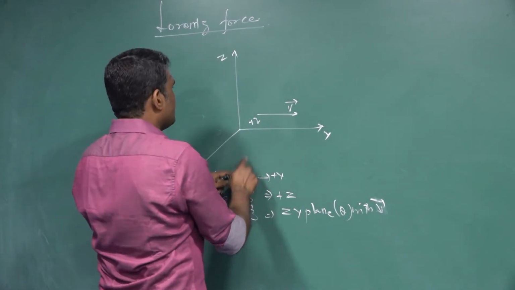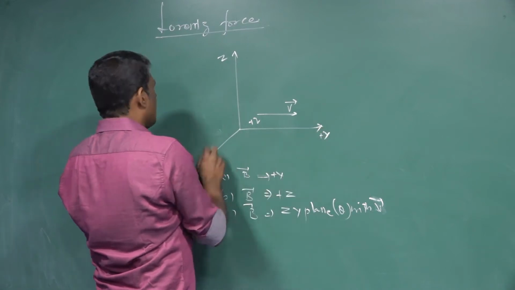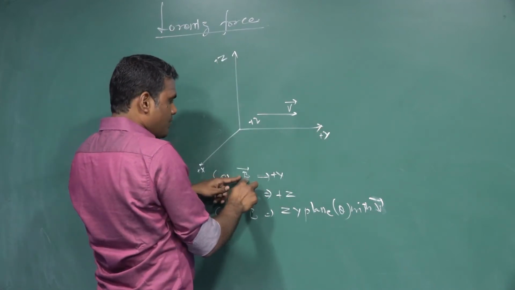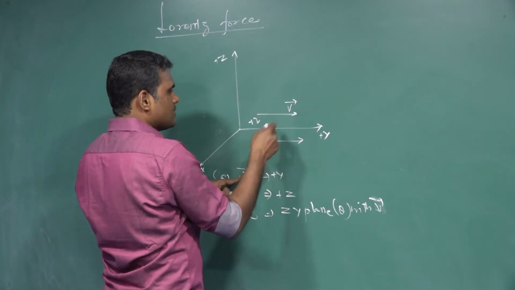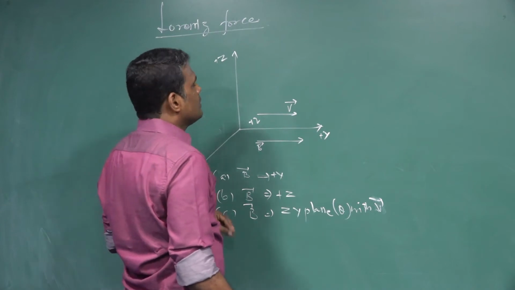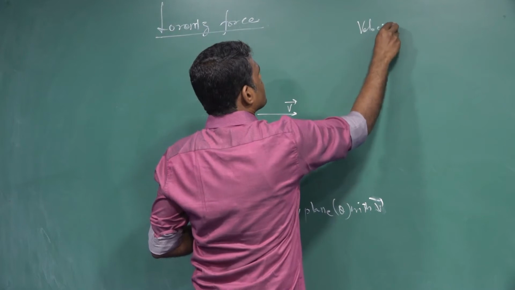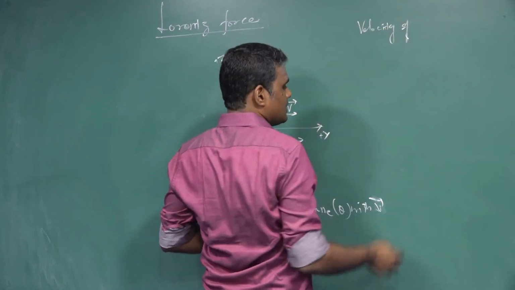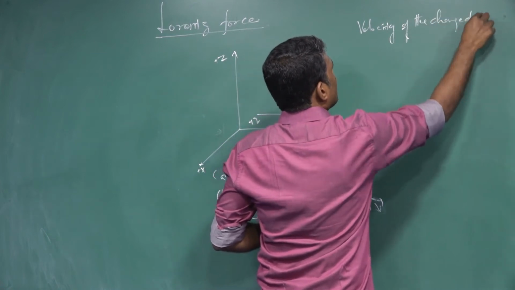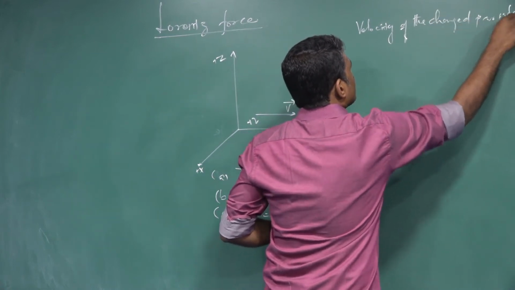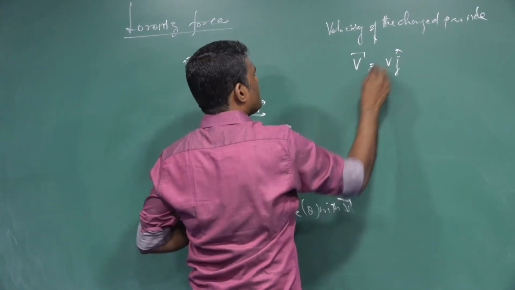What is mentioned here? A charged particle +q is moving with a velocity in the positive y direction, and the magnetic field is also acting along the positive y direction. So the B vector is also acting along the positive y direction. In vector form, the velocity of the charged particle is given by V vector equals V into j cap.